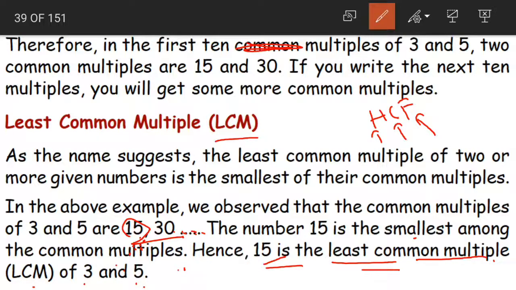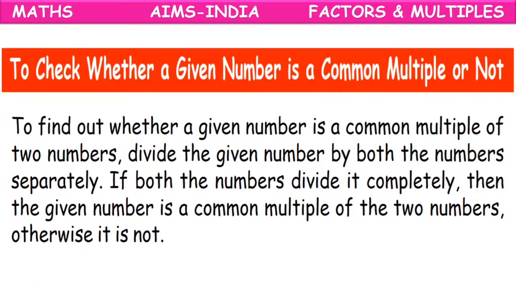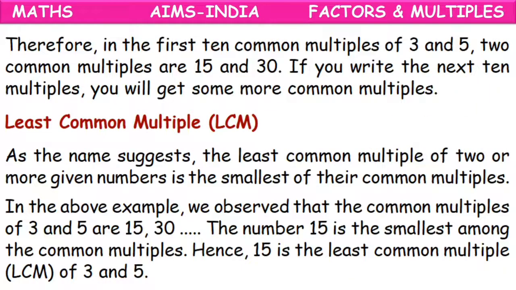15 is the LCM, that is the least common multiple of 3 and 5. I hope the concept of common multiples and the least common multiple is clear, children. This is very much similar to our common factors. We just have to list out the multiples of both the given numbers and then find out the common multiples, also the least common multiple.